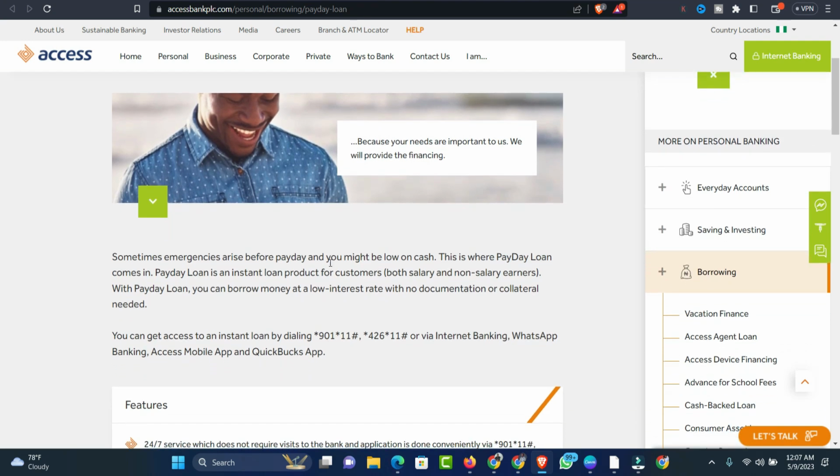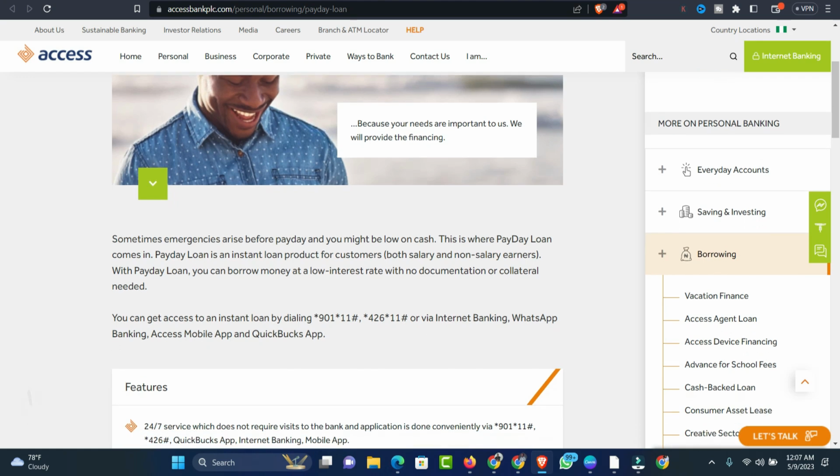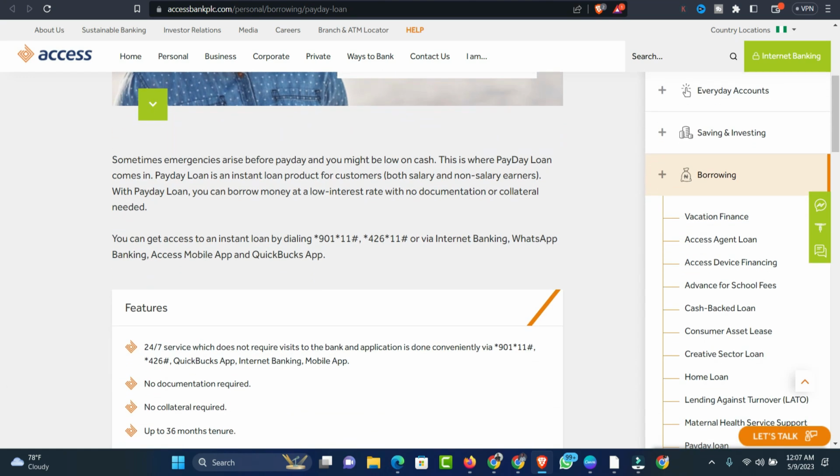Based on what I'm reading here, it's not only salary earners that can request for a payday loan, even non-salary earners can. With a payday loan you can borrow money at a low interest rate with no documentation or collateral needed. You can get access to an instant loan by dialing *901*11#, or via internet banking, WhatsApp banking, the Access mobile app, and the Quick Bulk app.